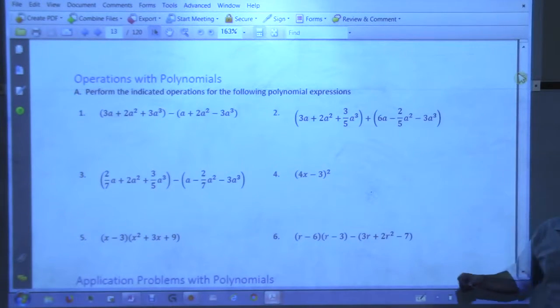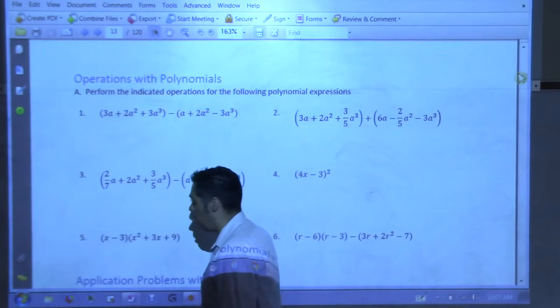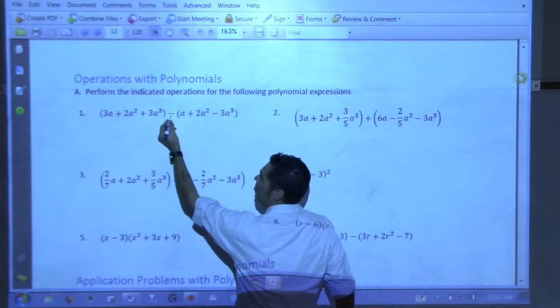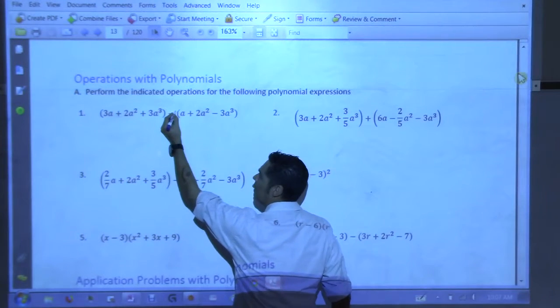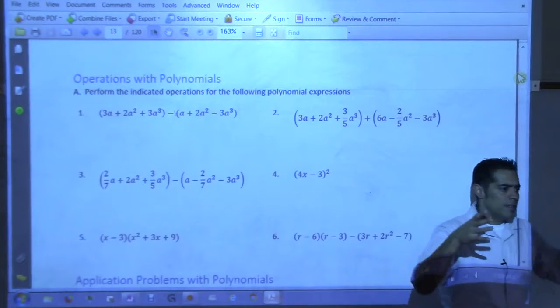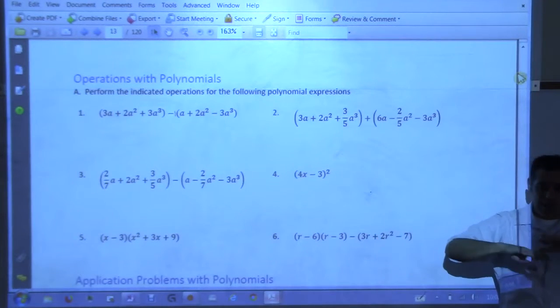Thomas? Any idea how we would do this? Not at all? Does it just look overwhelming to you? This minus sign right here, this is really a -1, okay? And so what you want to try and do with this subtraction is you want to try and get rid of the parentheses. Okay, you want to try and get rid of them.